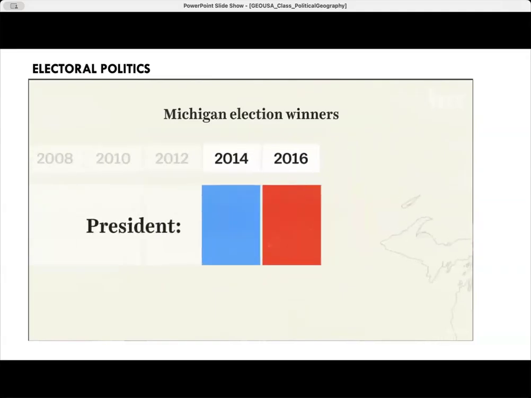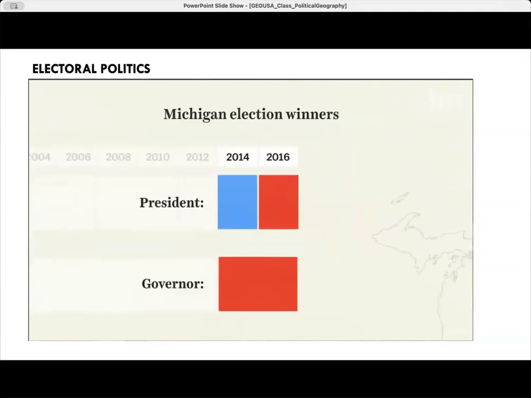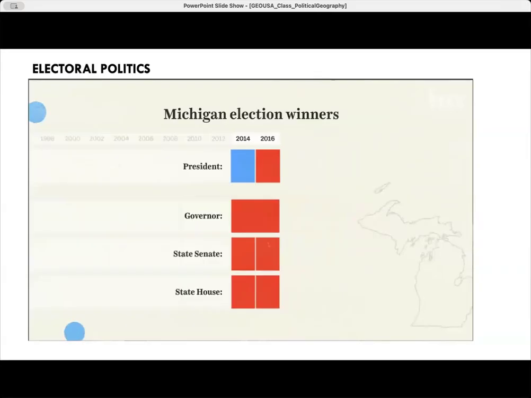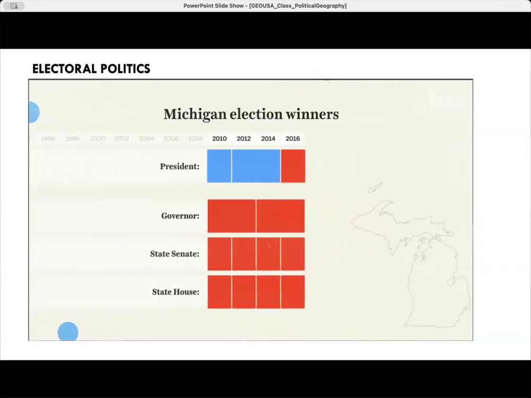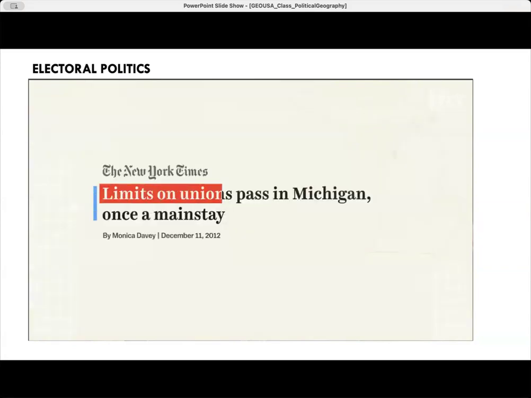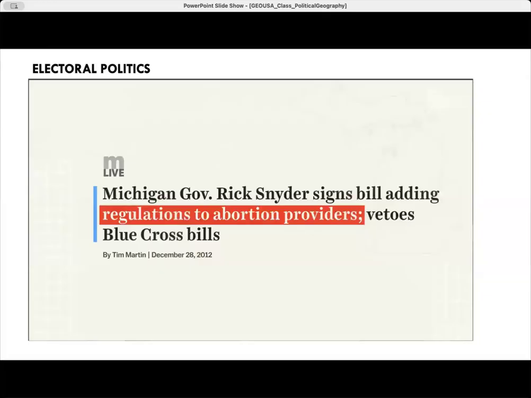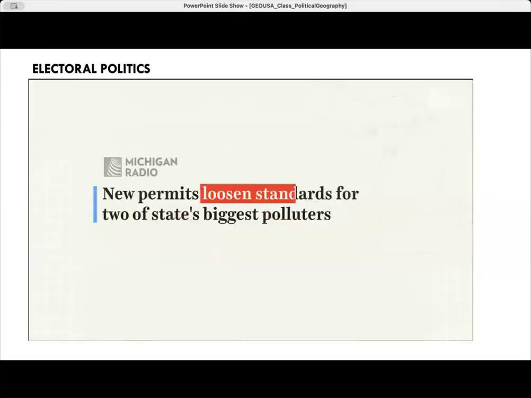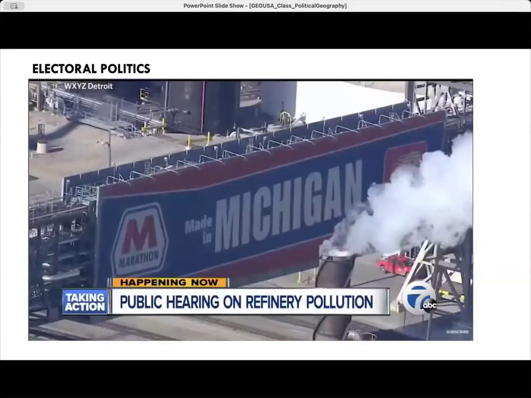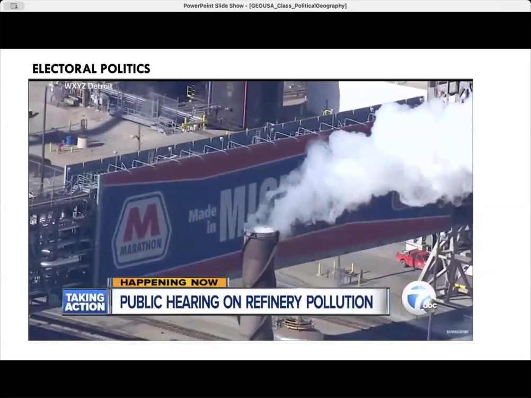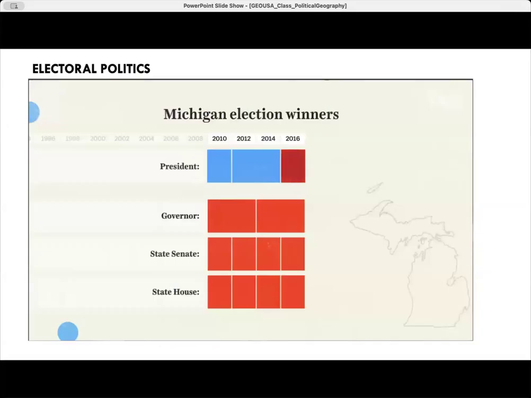By 2016, Michigan already had a Republican governor and a Republican legislature, and it had been that way for some time. During the 2010s, that Republican state government had undermined unions, so-called right-to-work legislation, restricted abortion, the bill is passed, loosened environmental protections, controversy surrounding this oil refinery. So Trump winning Michigan didn't really come out of nowhere.